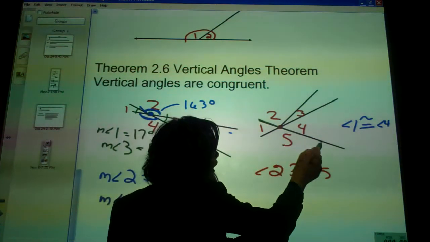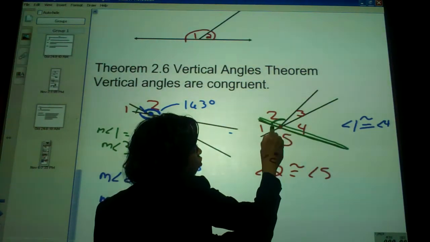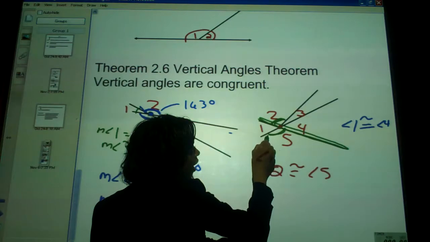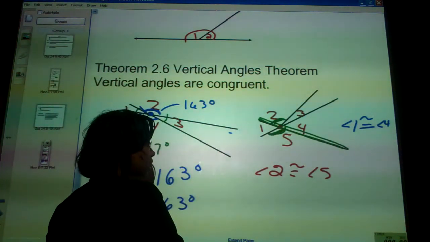Well, here's the first line. Does it touch angle 2 and 5? Yes, it touches angle 2 right there, and it touches angle 5 here. Well, what about the second line? Here's my second line here.